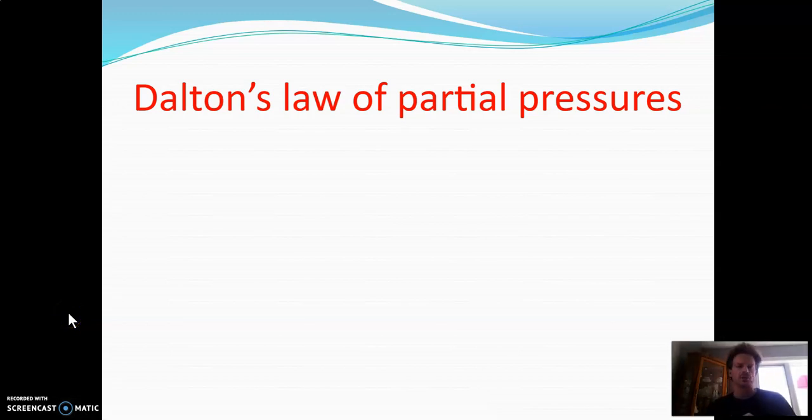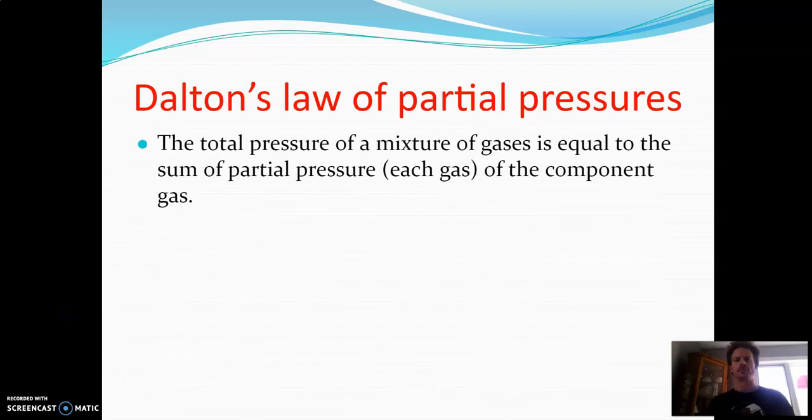All right, round two. So now we're getting into some of the first laws, some of the easier laws that pertain to gases. The first one is called Dalton's Law of Partial Pressures. Pretty straightforward. Basically, what it says is the total pressure of a mixture of gases is the sum of its parts, right? Which makes sense.